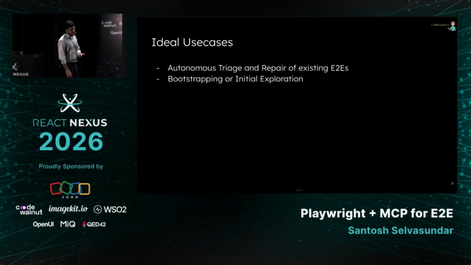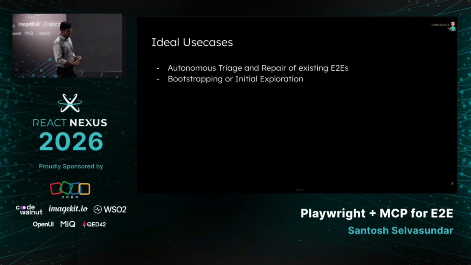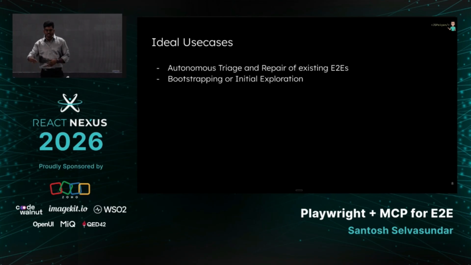What are the ideal use cases then? So you use it for when the E2E fails. Why does a developer need to go and check it, right? You can write a pipeline which can be triggered internally, which can go and check why the E2Es failed and then fix it, right? To fix it, it requires that MCP support so that it can understand things better. And then as well as the bootstrapping of the test cases.